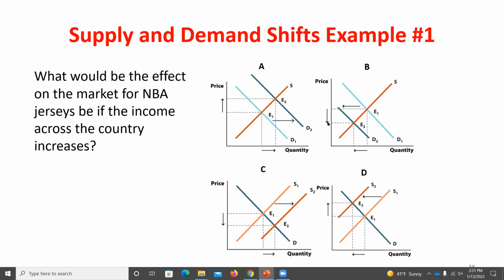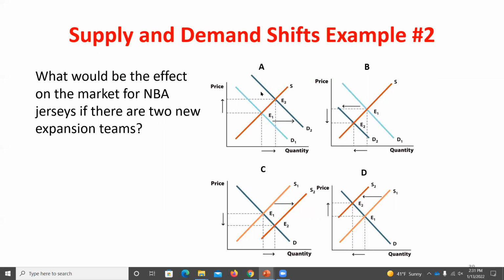So here's another sample question that maybe I would put on one of these online quizzes. What would the effect be in the market for NBA jerseys if the income across the country increases? So now we have income increasing. Think about jerseys being a normal good. Then an increase in income should shift which curve? Demand, and it should increase it, or shift it to the right. So here we're looking for an increase in demand, a shift to the right. So it looks like it should be A there.